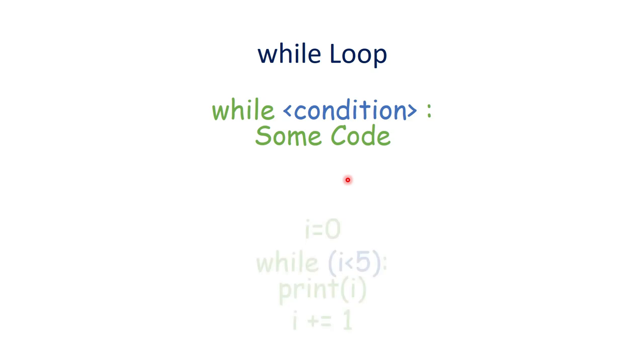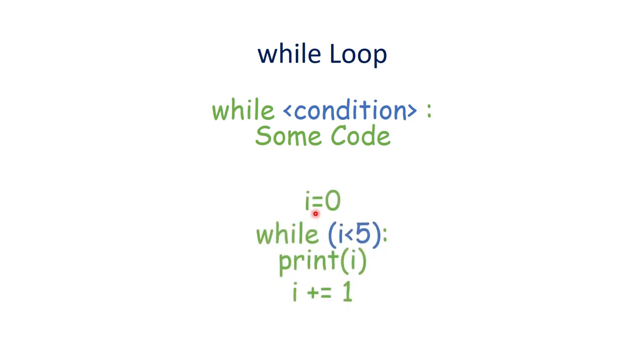So now let's see the example. We have a variable i equal to 0 here, and we have written the keyword while for the while loop. We have initiated our while loop, and the condition is when i is less than 5, the following code, print i and i plus equal to 1, will run.